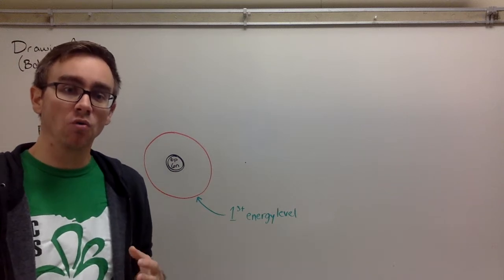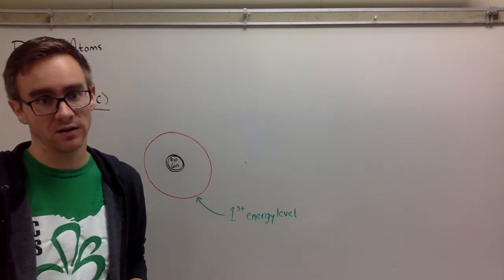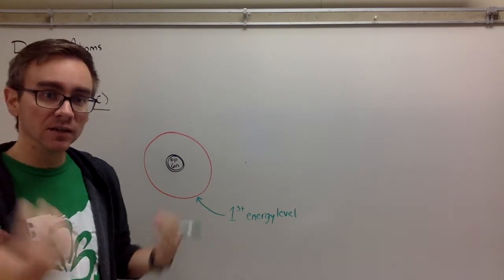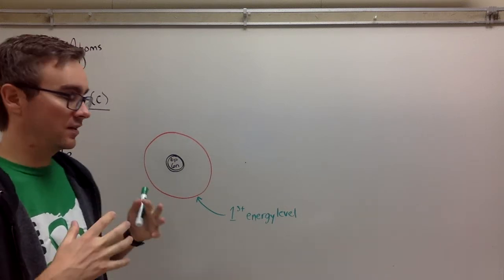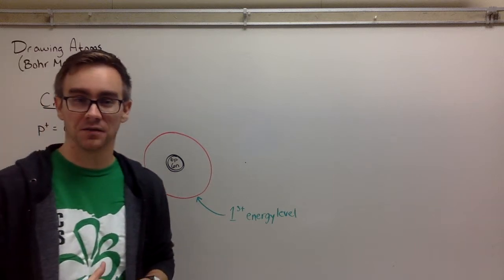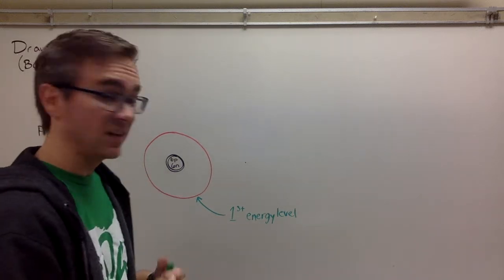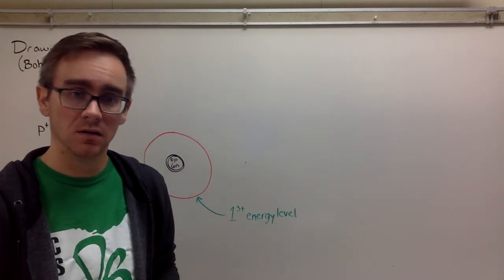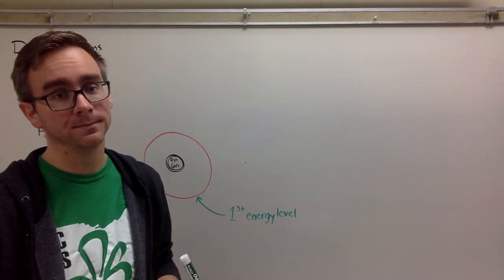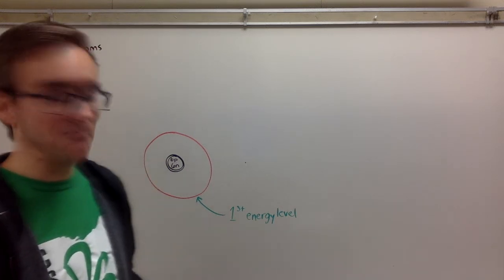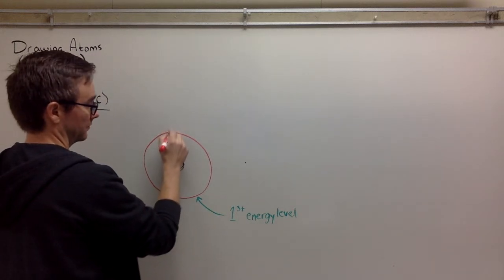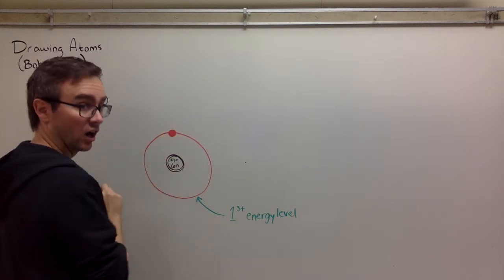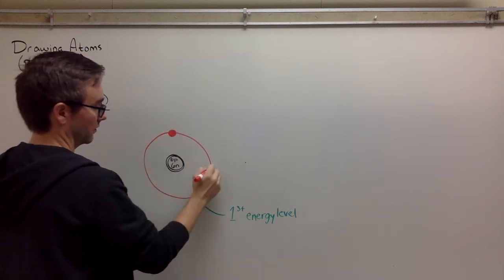Each energy level can only hold so many electrons. The inner one is actually one of the weaker ones in the fact that it can't hold that many electrons. In fact, it can only hold a maximum of 2. It can hold 1, but it can only maximum hold 2. So I'm going to draw 1 here. That's my electron. I'm going to draw 1 here.